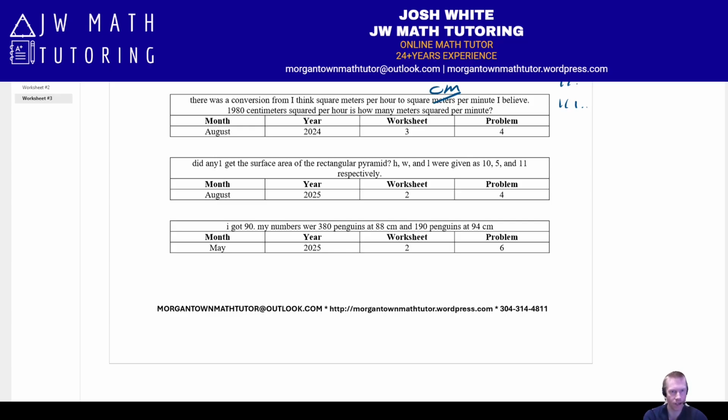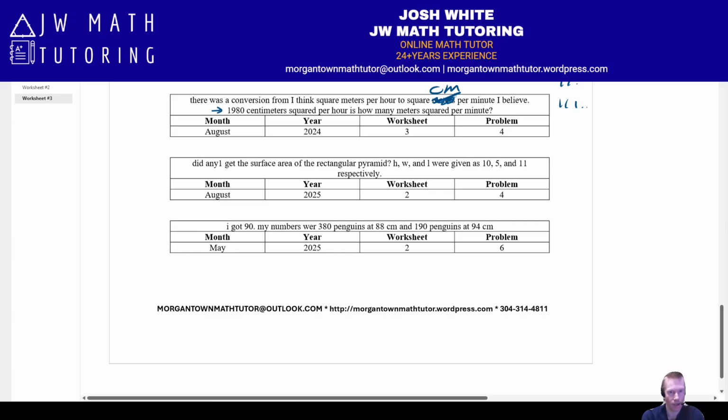Or if you look at the second thing, these I think are technically 2 different posts, 2 different comments that I copied from. Yeah, here, 1980 centimeters squared per hour is how many meters squared per minute. I'll fix this, by the way, on the PDF file to change this to square centimeters. But in any case, if you want to see how to do unit conversions when you have to square one of the conversion factors, August 2024, worksheet number 3, problem 4.